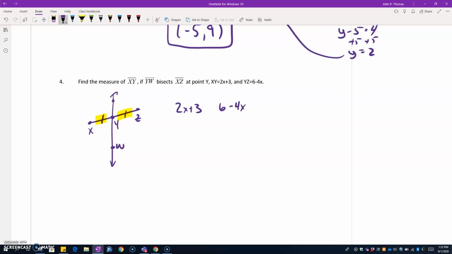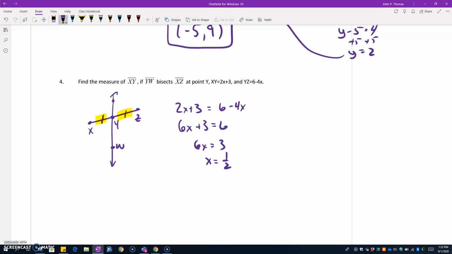All right, now since these are two sections, that means that we're looking at congruent sections, and congruent sections have the same length. So we're going to go ahead and set those equal. I'll add the 4x over. That takes me up to a 6x plus 3 equals 6. I'll subtract the 3 over. 6x equals 3, and x equals 1/2. All right, and that takes us through for the x value.